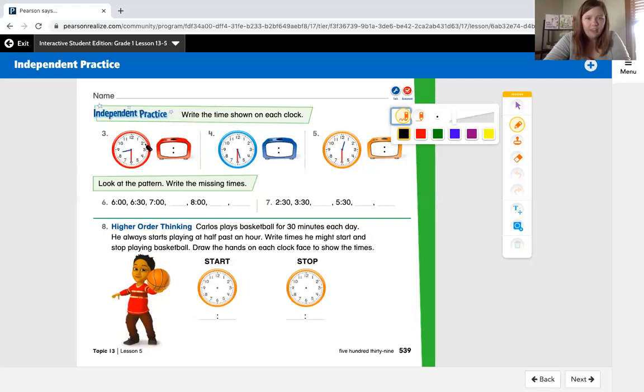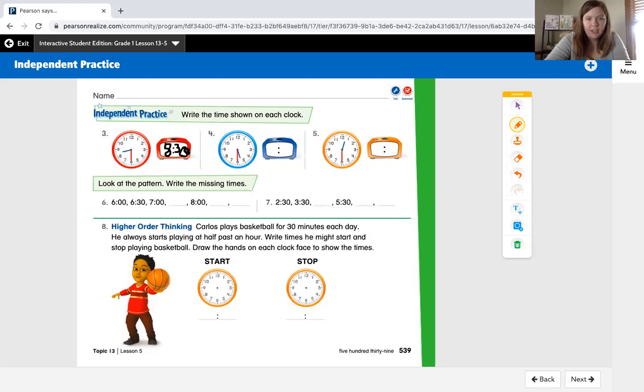All right, let's look here. We're going to do the same steps. We're going to look for our short hour hand and what number it's in between. I see that the hour hand is in between 8 and 9. So I know that it's not to the 9 yet, so it's 8. And our long minute hand is pointing towards the 6, which means 30 or half past.